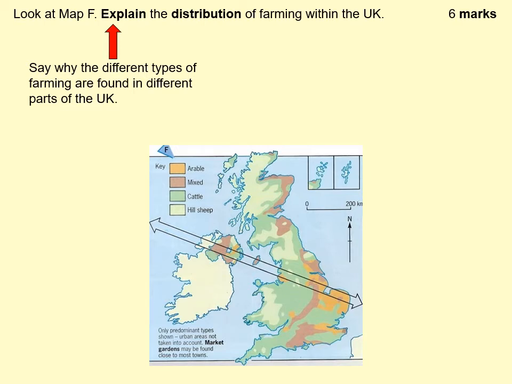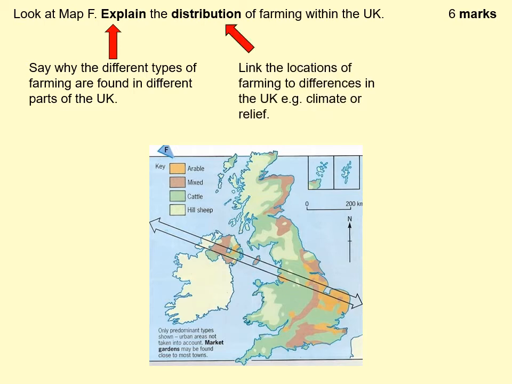So we're actually going to use some of the points that we gave in the describe question to work as a little introduction for our explaining points. Distribution, again, just means the spread of farming, but we now need to link the spread of farming, so the locations of farming, to differences that we find across the UK, for example, climate or relief. Remember, relief is the height of the land.